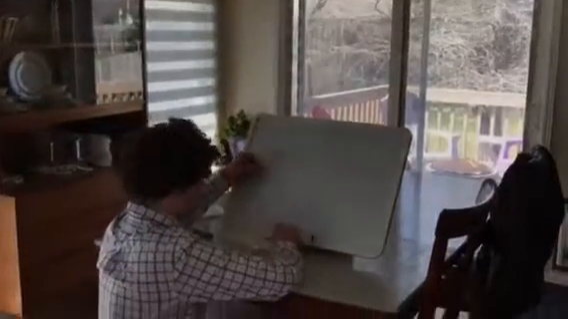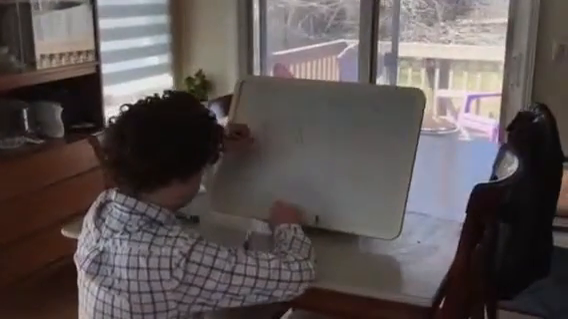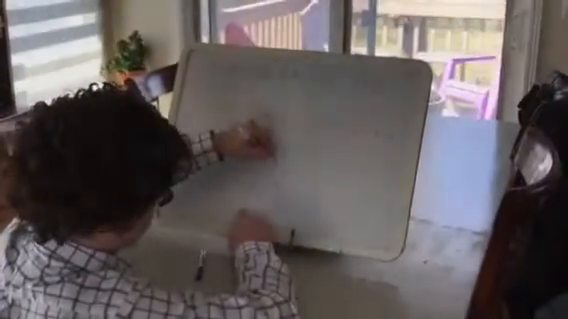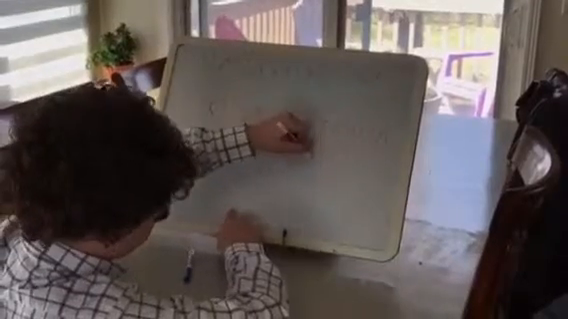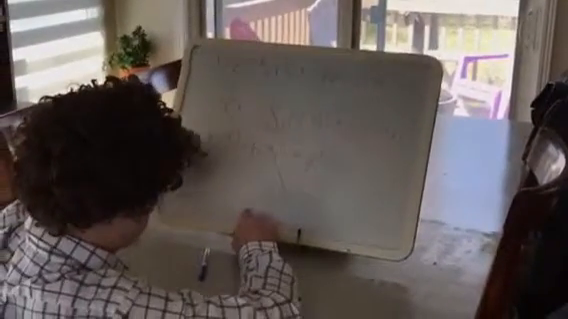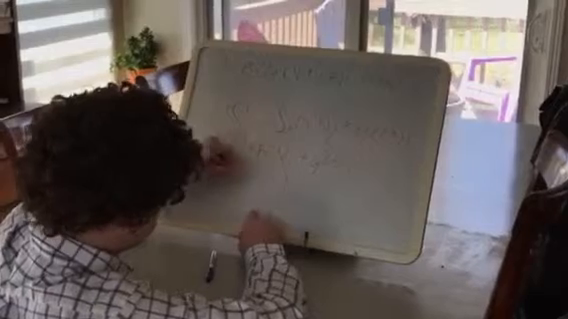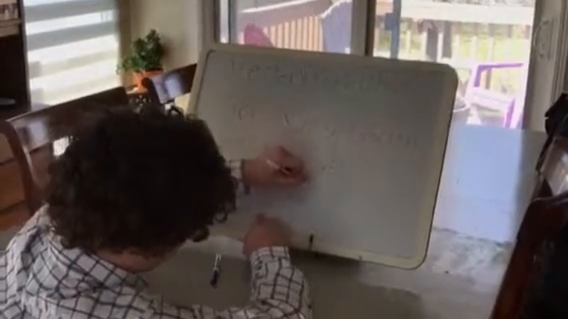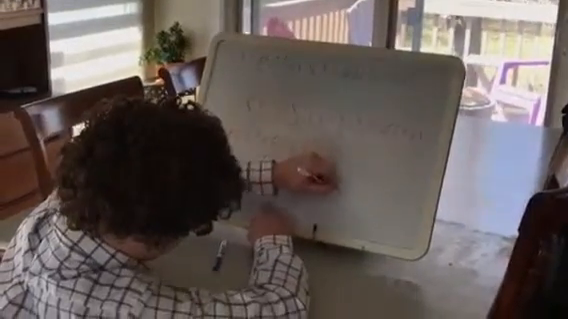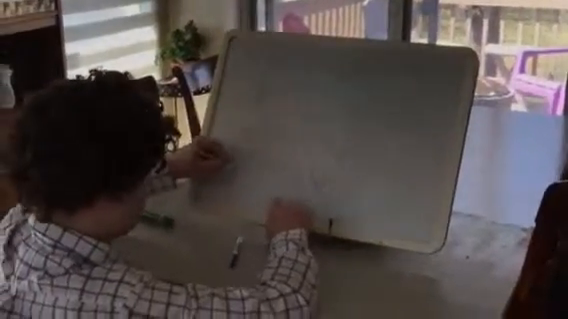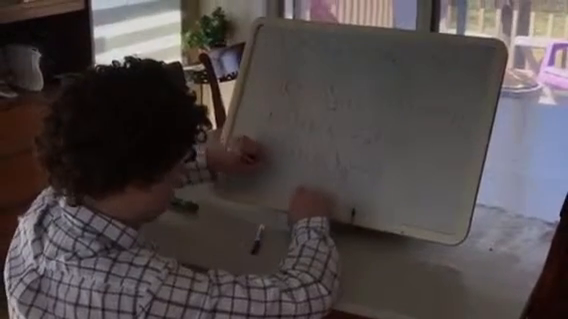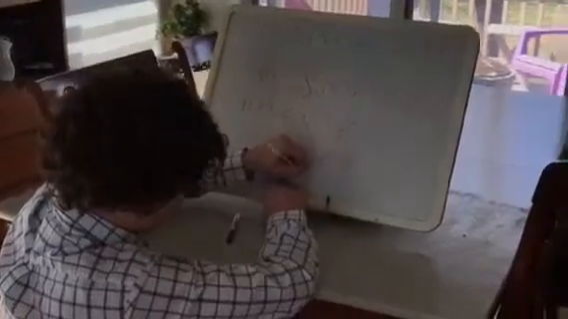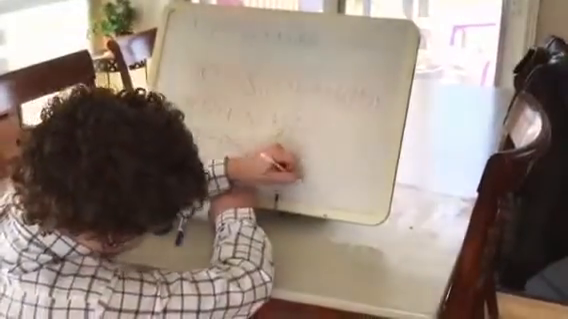Well, r of t is actually f of t i plus g of t j. So r prime is actually just f prime plus g prime. So r prime in this case is cosine of t i minus sine of t j.